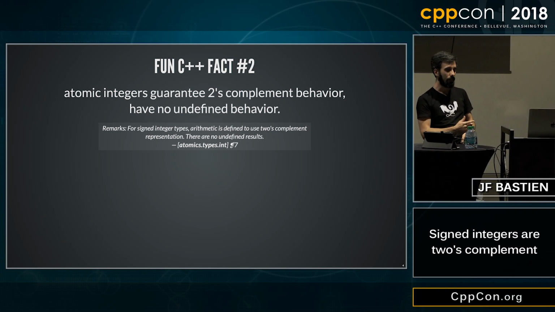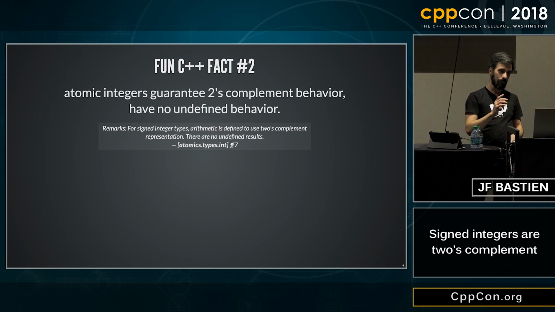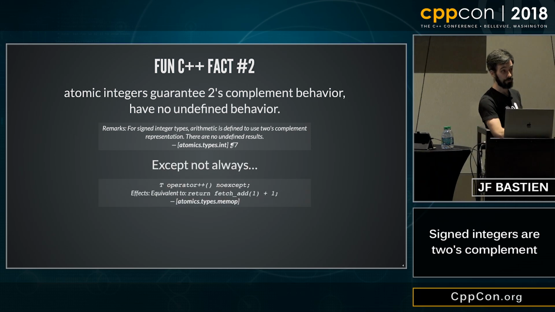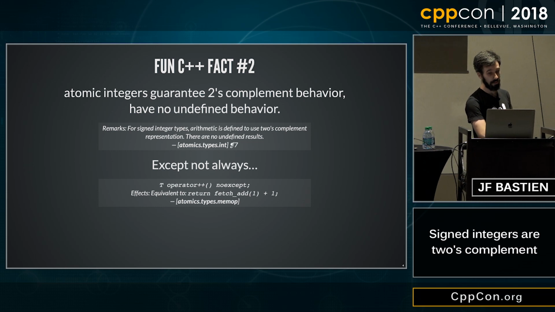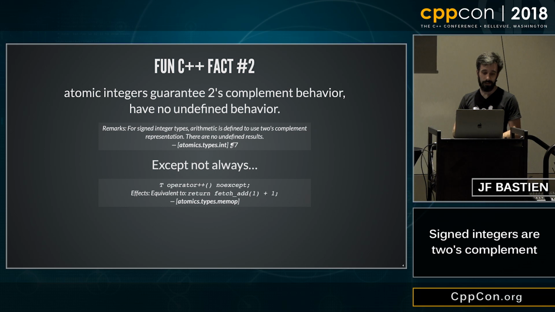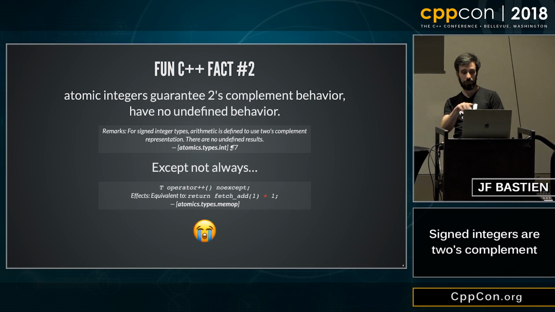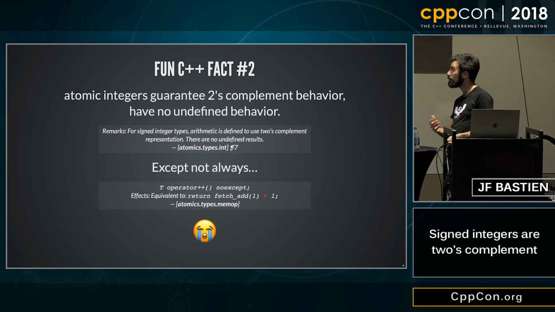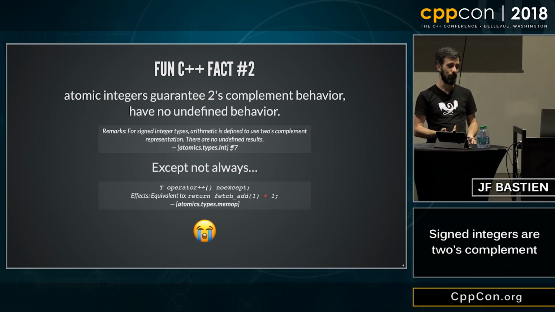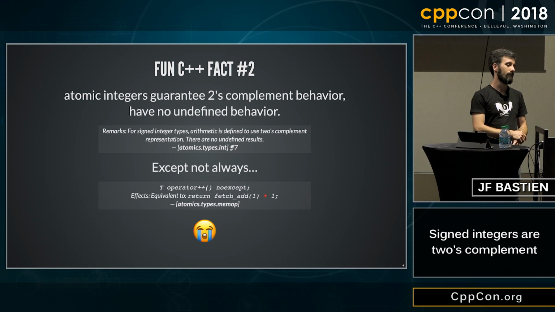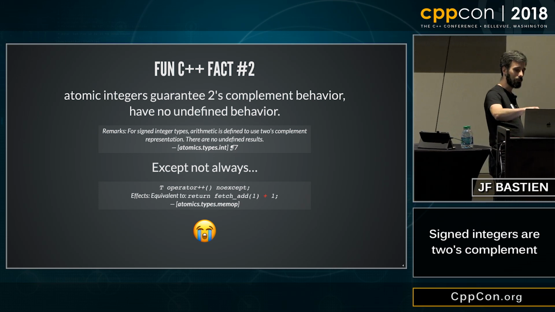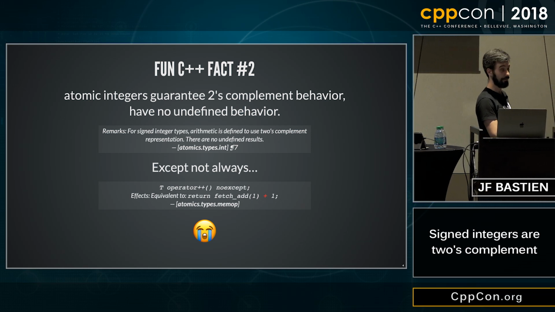Now, what's interesting is this little side note here. It's not always true, right? The way operator plus plus, for example, is defined on atomic of int is it's equivalent to return fetch add of one of the value plus one. Now, you'll notice that there's a little plus here, which is not atomic, and therefore there is undefined behavior in atomic addition. Realistically, it's kind of a fun fact. It doesn't actually do anything because nobody optimizes based on that. Nobody takes advantage around atomics of the fact that that little plus plus is technically undefined behavior.